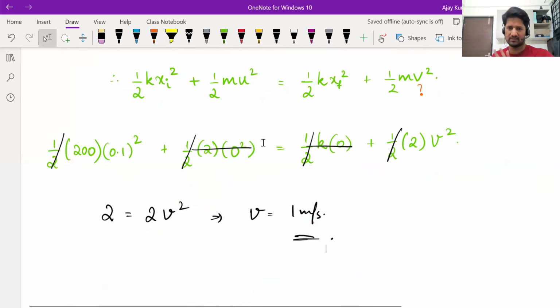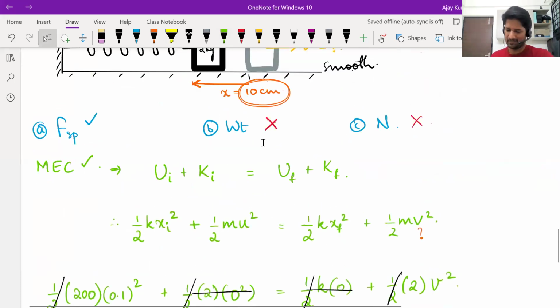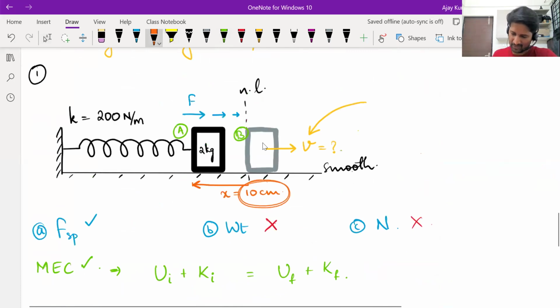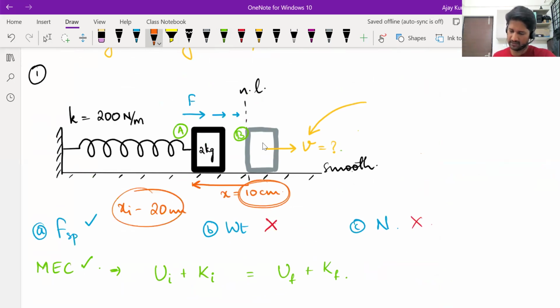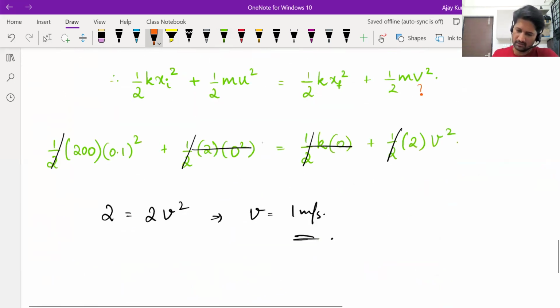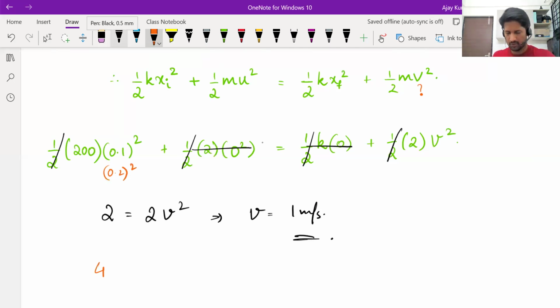For today's problem, this is the answer. Okay, 1 meter per second is correct. But had the initial compression in the spring been 20 centimeters, had x initial been 20 centimeters, then you would have written 0.2 whole squared here. In which case, wait, 200 into 0.04, that is 8. So left hand side becomes 8. Right hand side becomes 2v square. In that case, you would have gotten v square is equal to 4 and v would have become 2 meter per second, as we got the other day. Okay, fine.